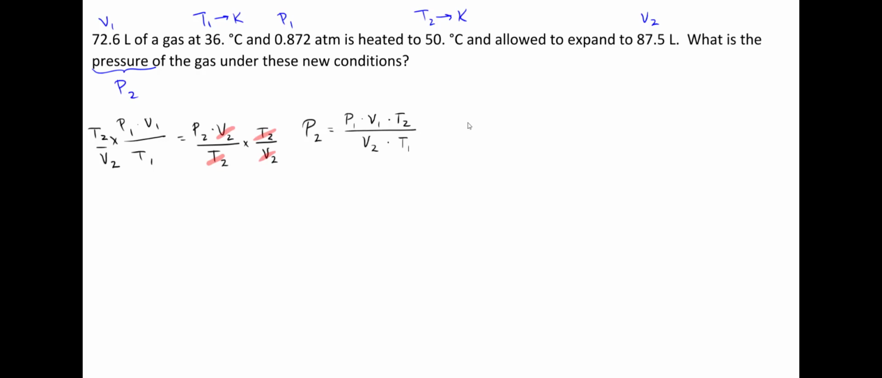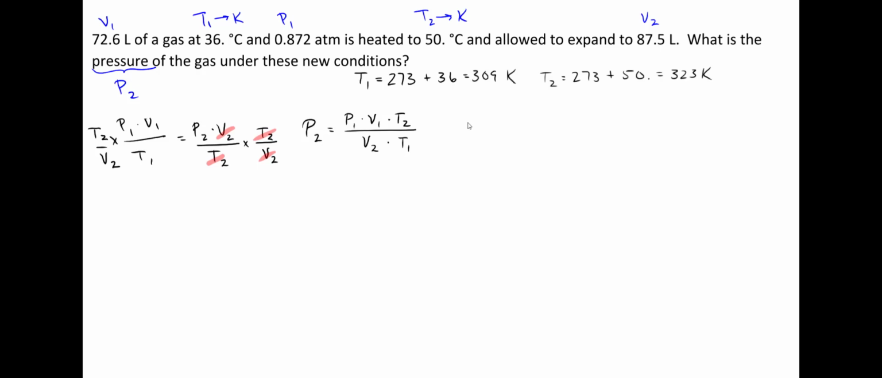Before I stick any numbers in here, I'm reminded that I need to convert my temperatures to Kelvin. So if T1 is 36 Celsius, we need to convert that to Kelvin by adding 273. And that will give us 309 Kelvin. We need to do the same thing with T2. So we have 273 plus 50, and this gives us 323. And the units are going to be Kelvin.